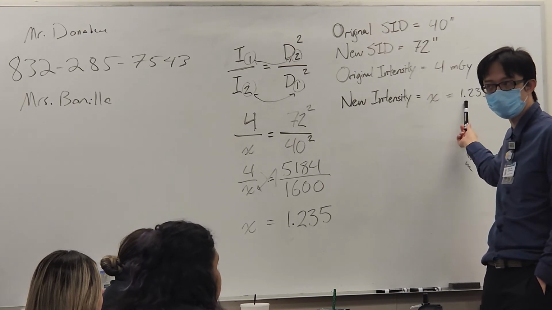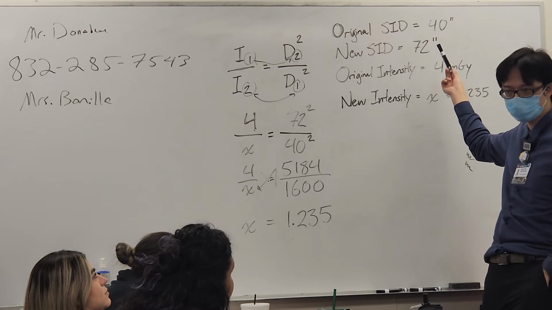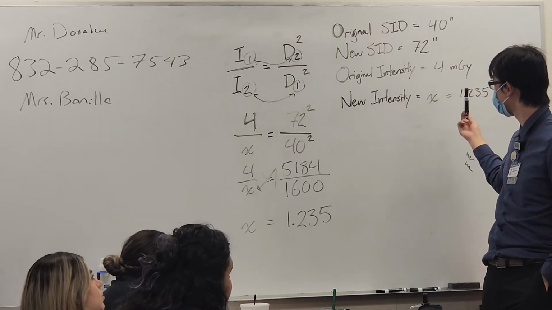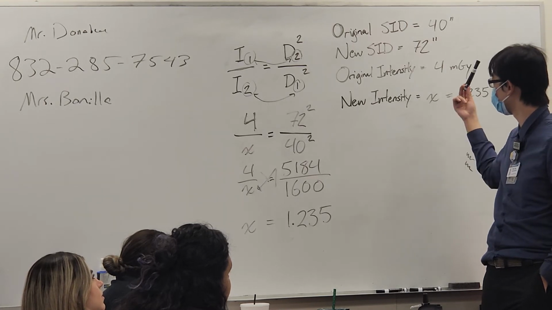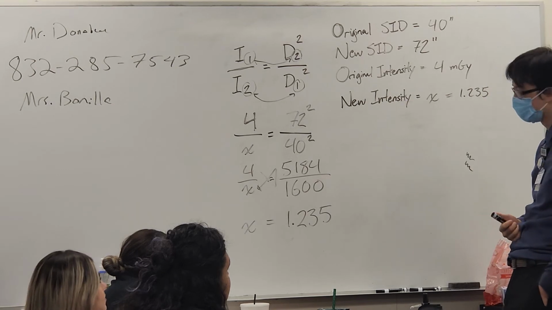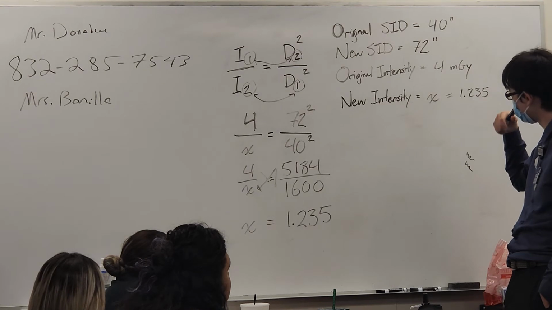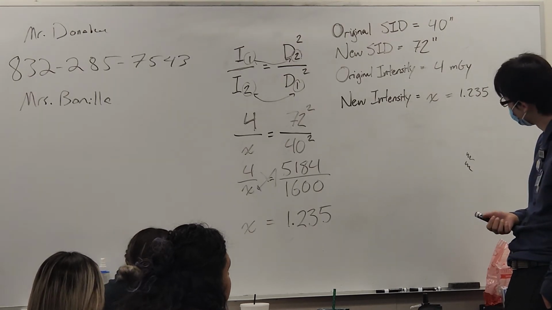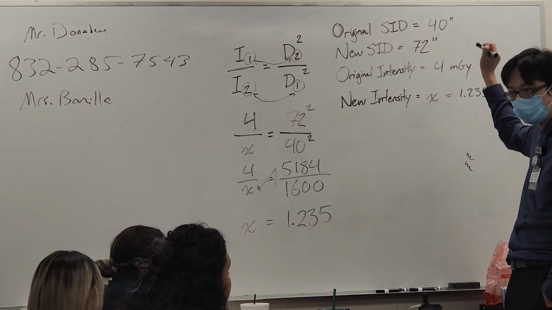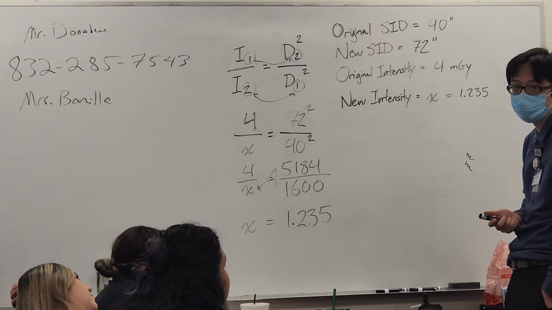So, does this number make sense? We had a very similar question last time, didn't we? When it was 80 and 40. We did it the other way. First one we did 80 and 40, and we went from 4 to 16. This time, which direction are we going? 40 to 72. What's happening to our distance?